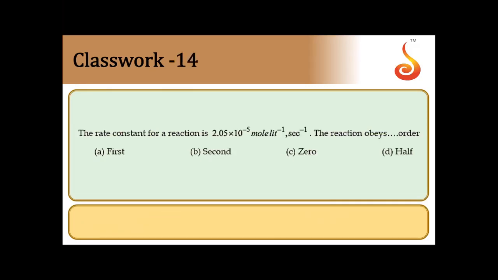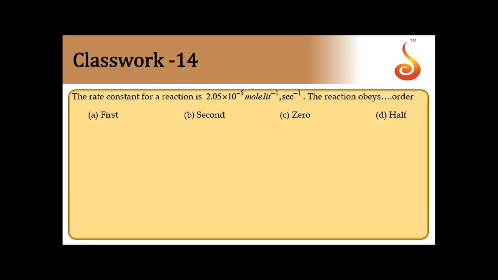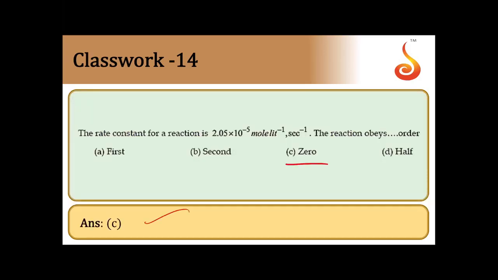14th one. The rate constant for the reaction is 2.05 into 10 power minus 5 mole per liter per second. The reaction obeys which order? The units of K and the units of rate are the same. That is a property of a zero order reaction. So the answer is zero order. So the 14th is option C.